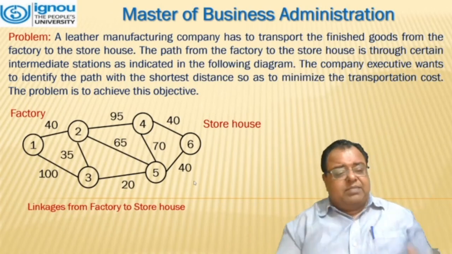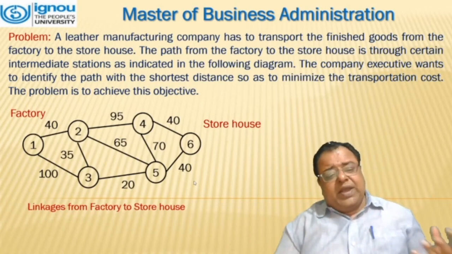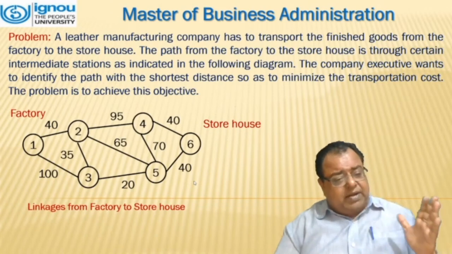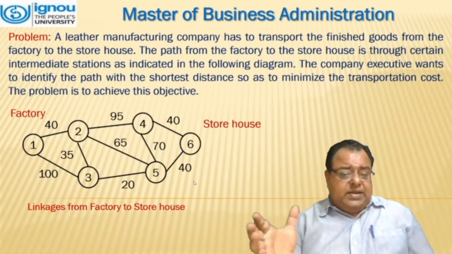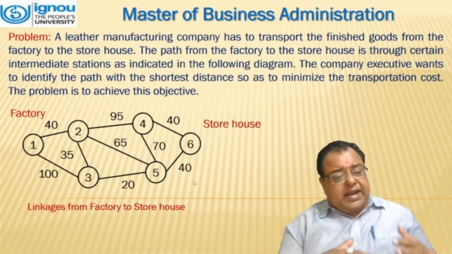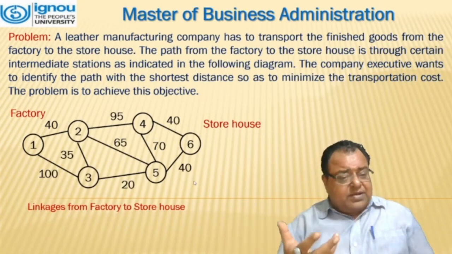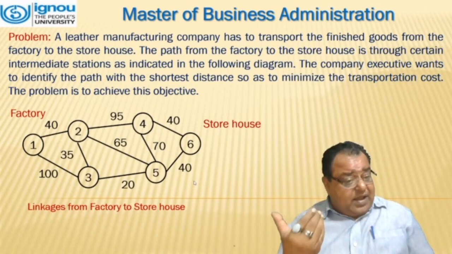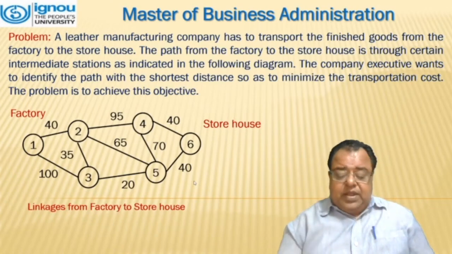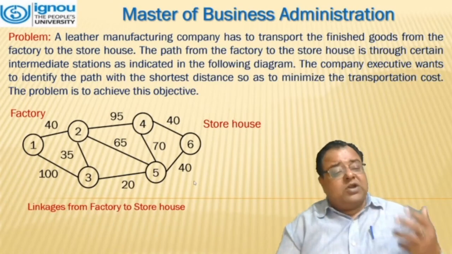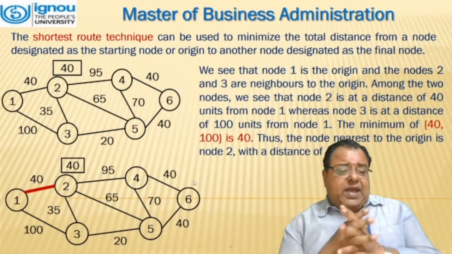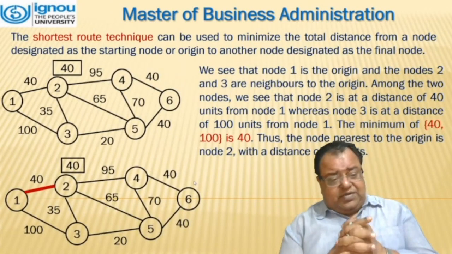Now, this diagram is basically given to us. We can see that on the left side is the factory, which has been numbered 1. And there is a storehouse which is numbered 6. And in between, we have some numbers written on the arrows, and there are some numbers which are written on the circles. Now, how do we identify what these numbers signify? We have to first of all calculate the shortest route.